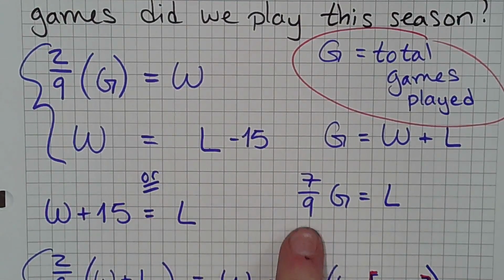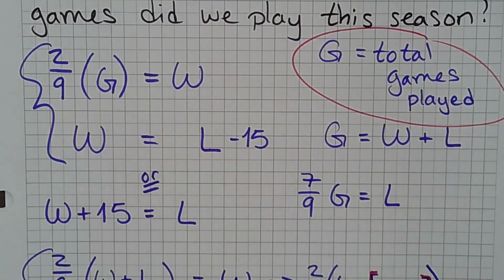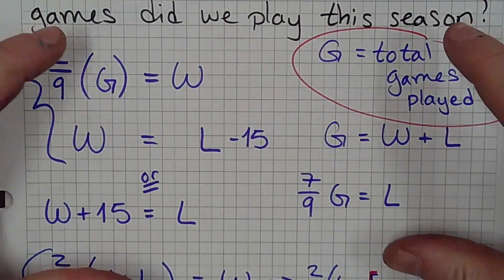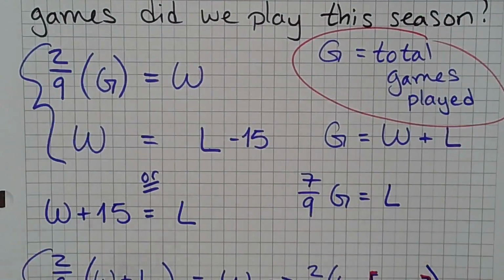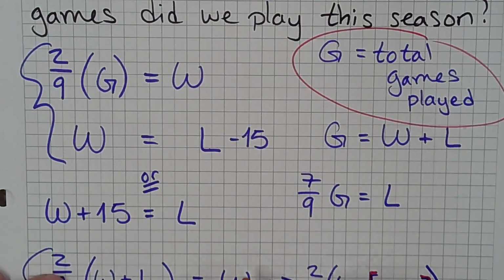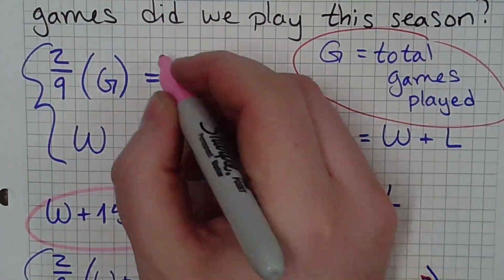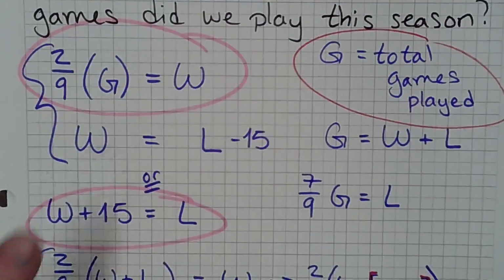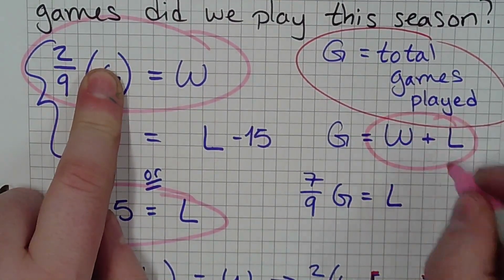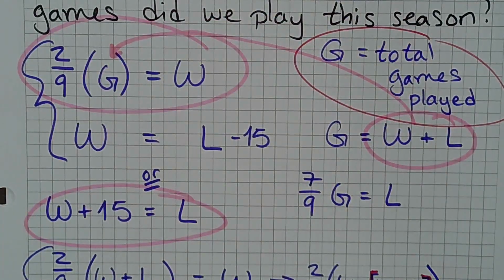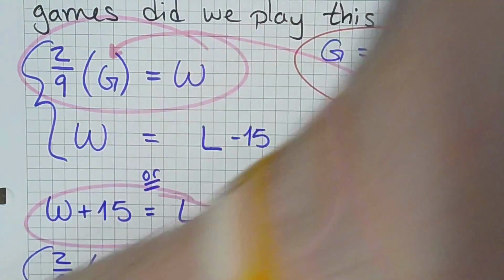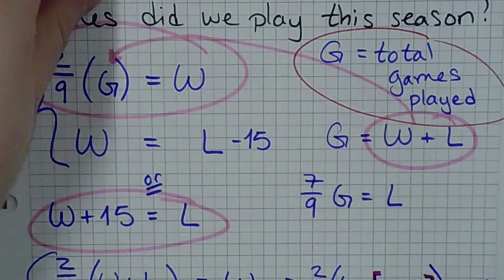We also know that 7/9 of the games will be losses. That's another thing we knew. This is all just true things we knew. And then after we have all these things down, we can find a game plan. I think our game plan was basically to use this and this, replacing G with this stuff. Once it was all W's and L's, we could solve. All right, let's move on to the next one.